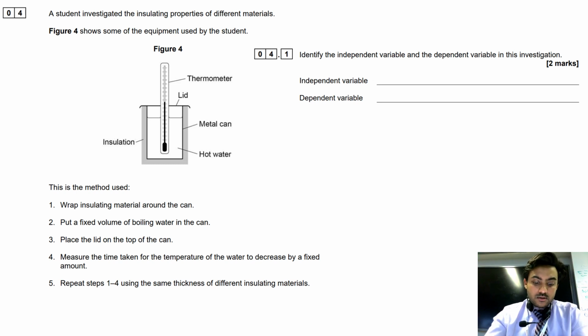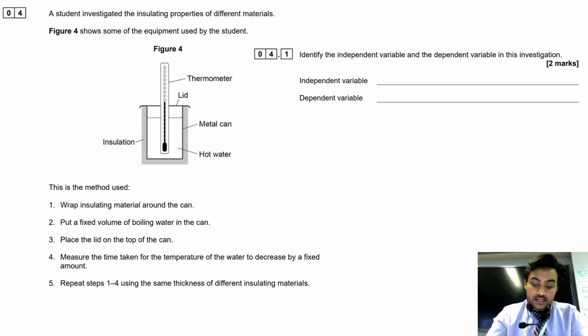And here's the method used. Wrap the insulating material around the can. Fantastic. Put a fixed volume of boiling water in the can. Why fixed? Because that's a control variable. Boiling water. What does that mean? Water at 100 degrees. Place the lid on top of the can. Why? So that any heat isn't leaving the can through the lid.